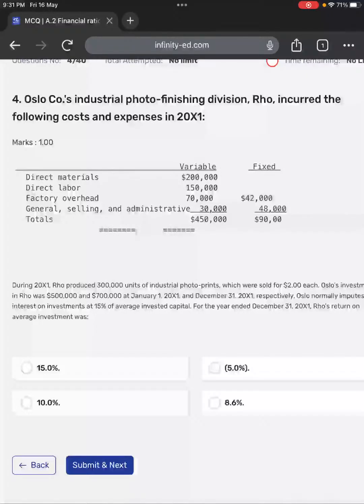60,000 divided by 600,000 comes to 10%. 10% is the correct answer.